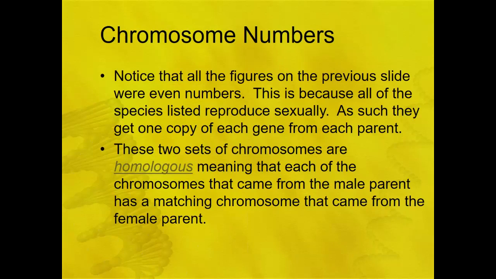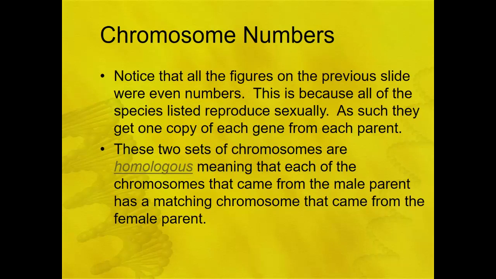When you look at those numbers, hopefully you were able to notice that they were all even numbers, divisible by 2, and this is because all of the species listed on the previous table reproduce sexually, meaning that they have two parents from which they get one copy of each gene, for a total of 2 copies of every gene. These two sets of chromosomes are what we call homologous. Remember that prefix homo means same.